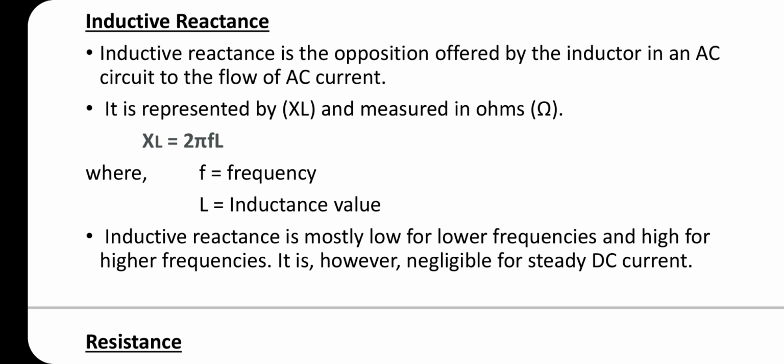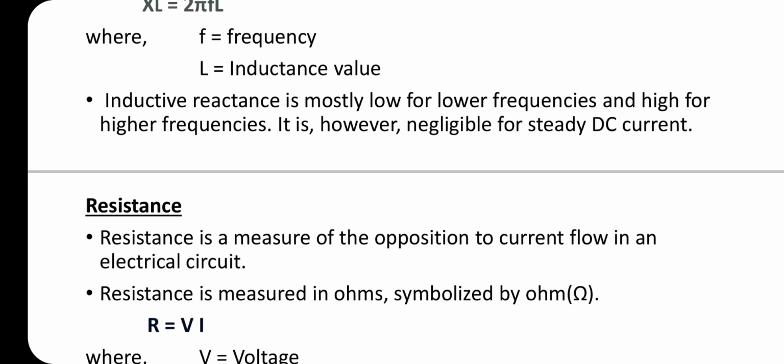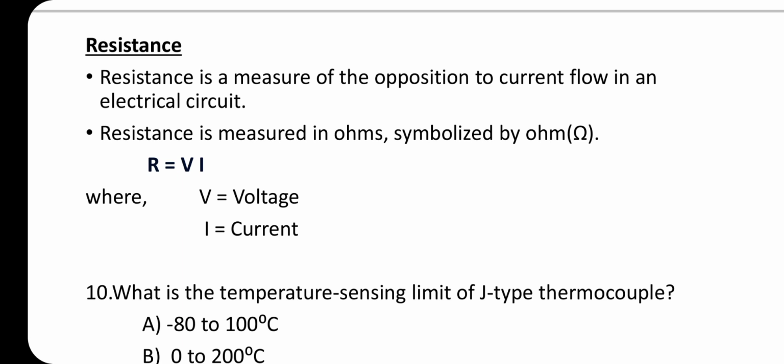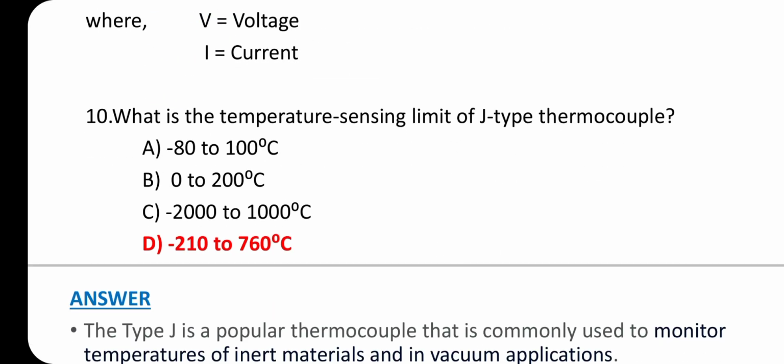Inductive reactance is mostly low for lower frequencies and high for higher frequencies. It is, however, negligible for steady DC current. Resistance. Resistance is a measure of the opposition to current flow in an electrical circuit. Resistance is measured in ohms, symbolized by Ω. R equals V/I, where V is the voltage and I is current.